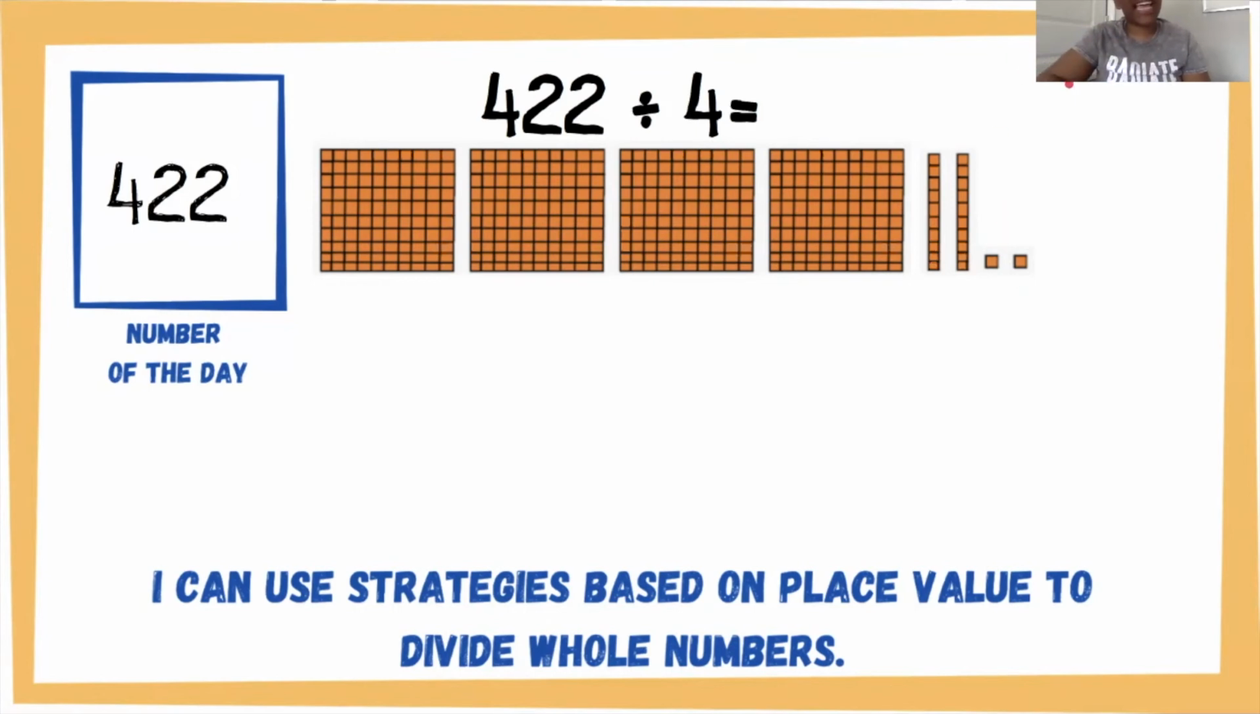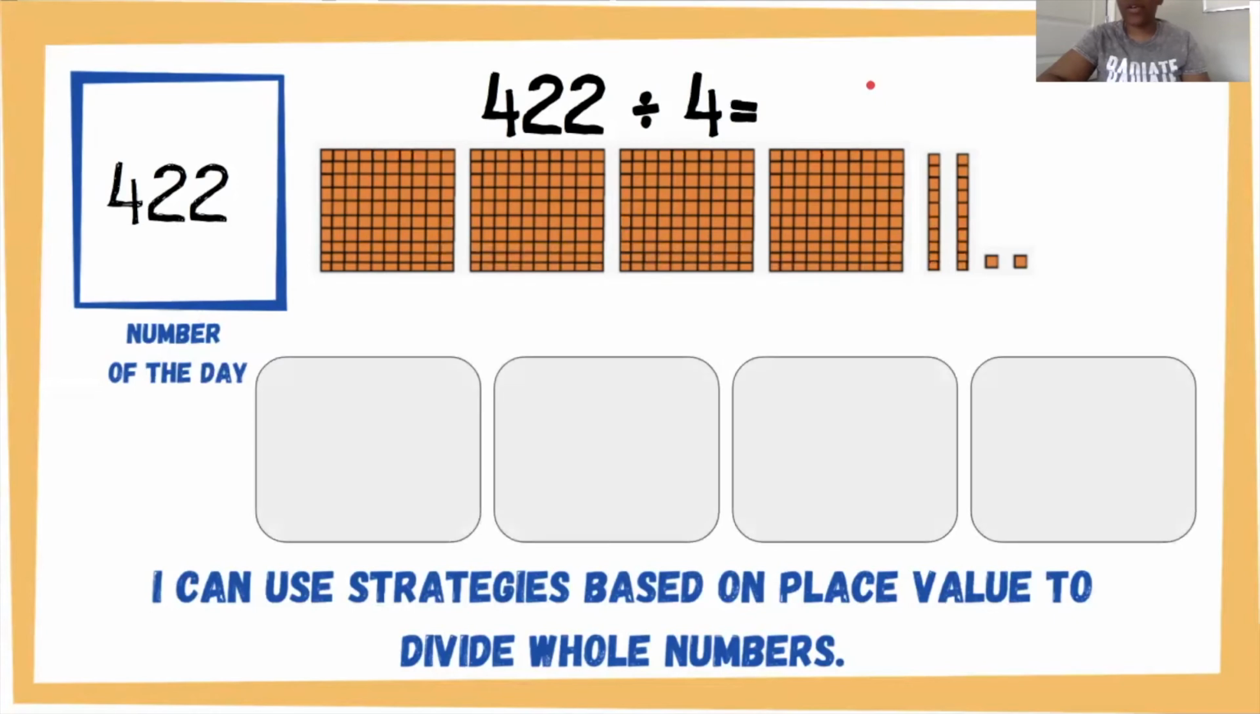So we're going to take our base 10 blocks and we're going to split them into equal groups. How many equal groups are we splitting them into? There you go. We're splitting them into 4 equal groups. And that is this 4 right here that we divide by. So here we go. Here are my 4 groups.